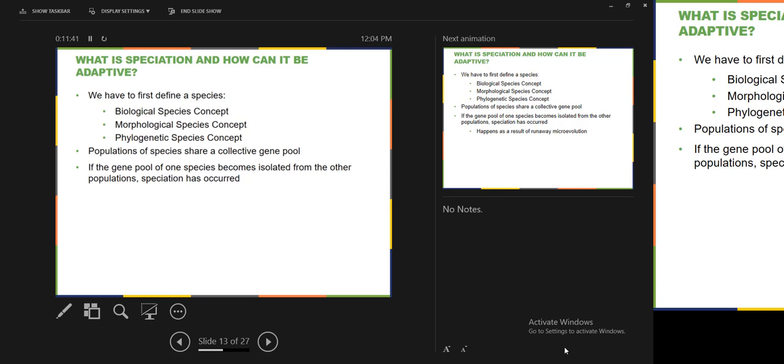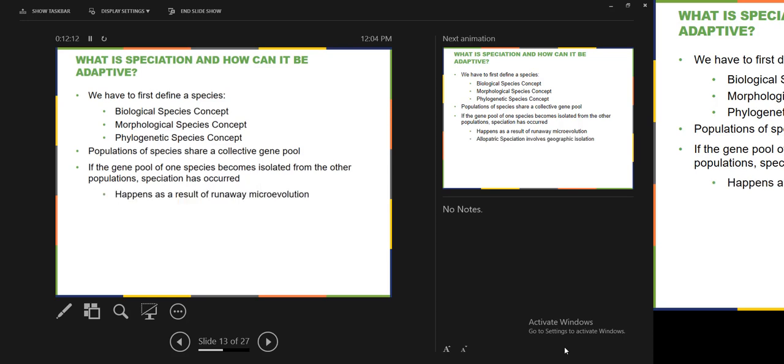Now, what's going to provide for speciation? How's it going to happen? What mechanisms do we have to change a population? Bottleneck events, so genetic drift, what other mechanisms? Natural selection, sexual selection, mutations, gene flow, right? And so these mechanisms are what are going to provide the fuel for populations to change.